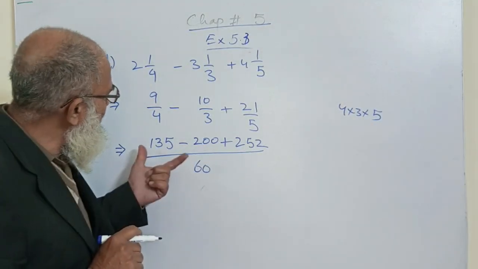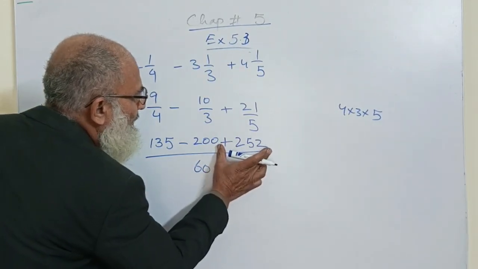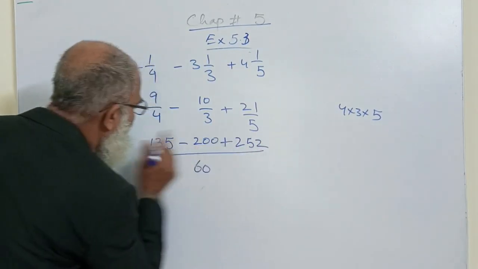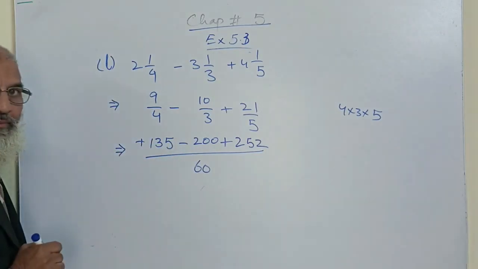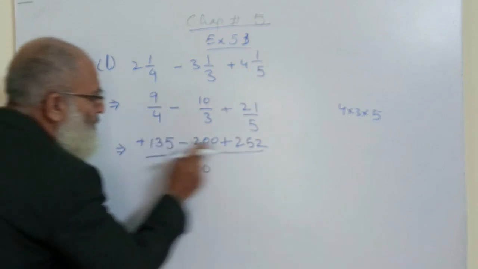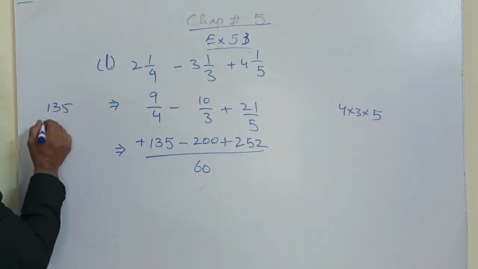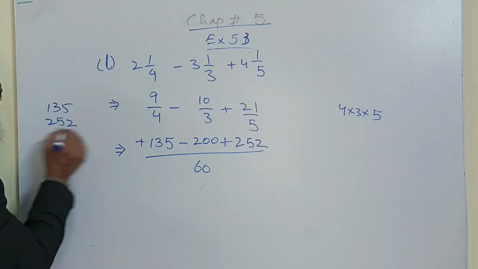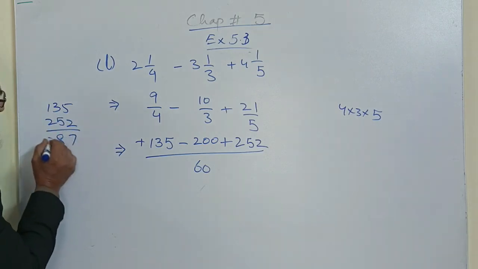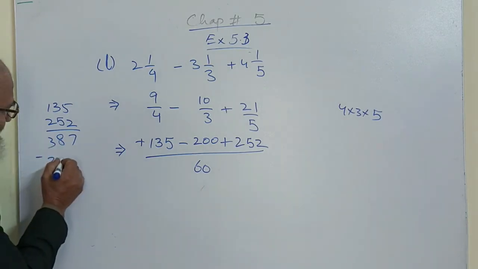Now see that there are two numbers which are positive. This number is positive and this is also positive. This is positive and this is positive. Go for the straight addition. 135 plus 252, you will get this number, 387.